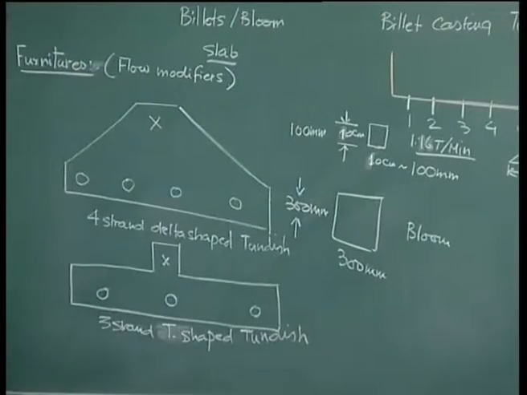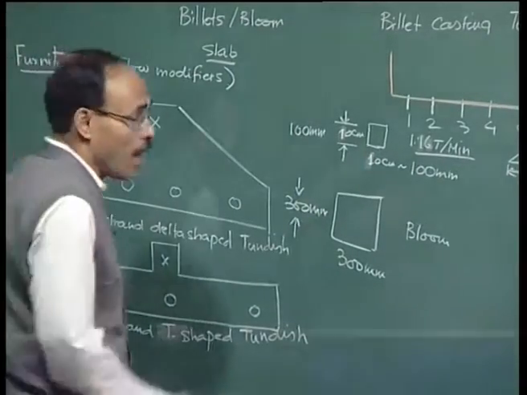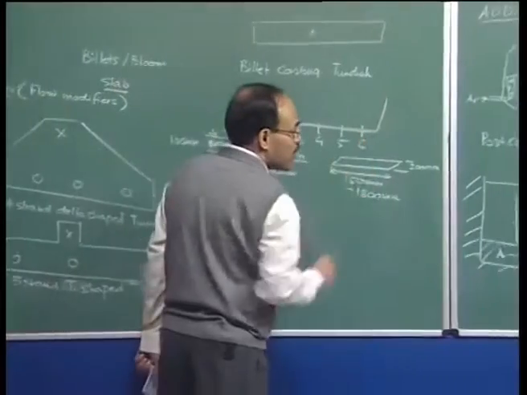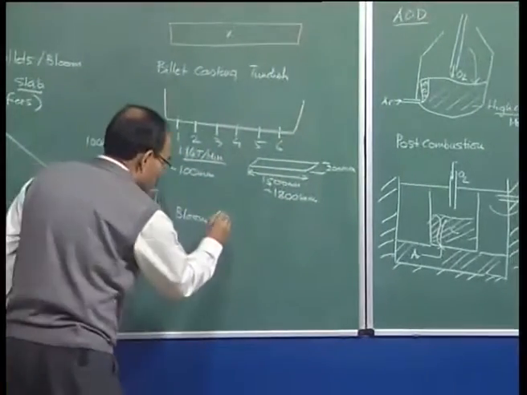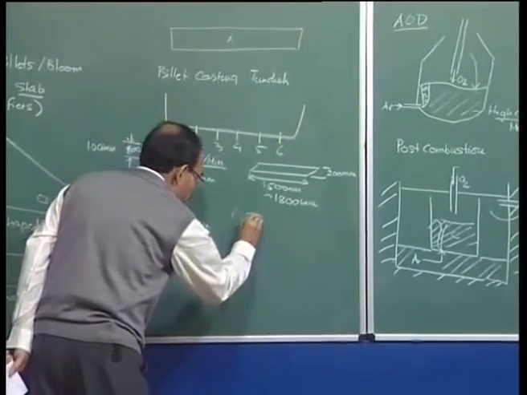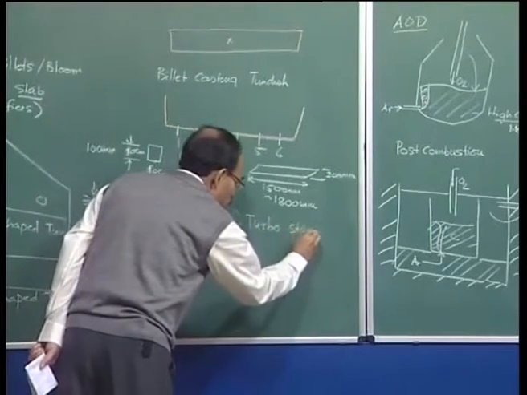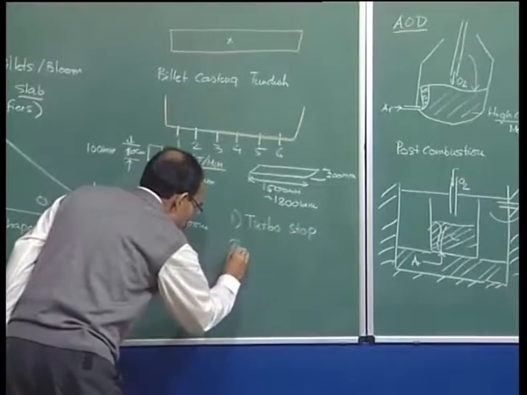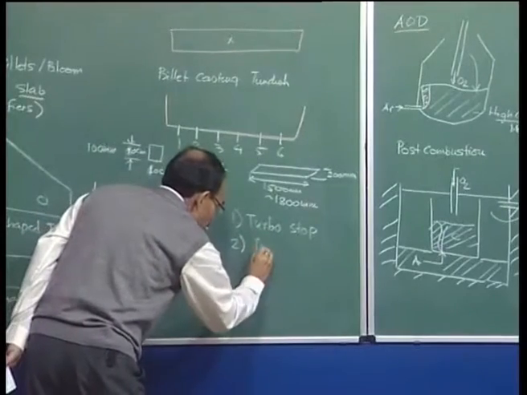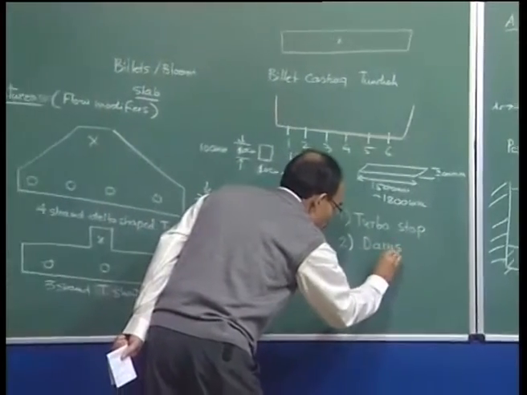What are the furnitures that we are talking about in a tundish? Various kinds of furniture are possible. I am going to explain and show, place them in the tundish, and then you will be able to understand. Number 1 is turbo stop. This is common. Number 2, dams, and number 3.